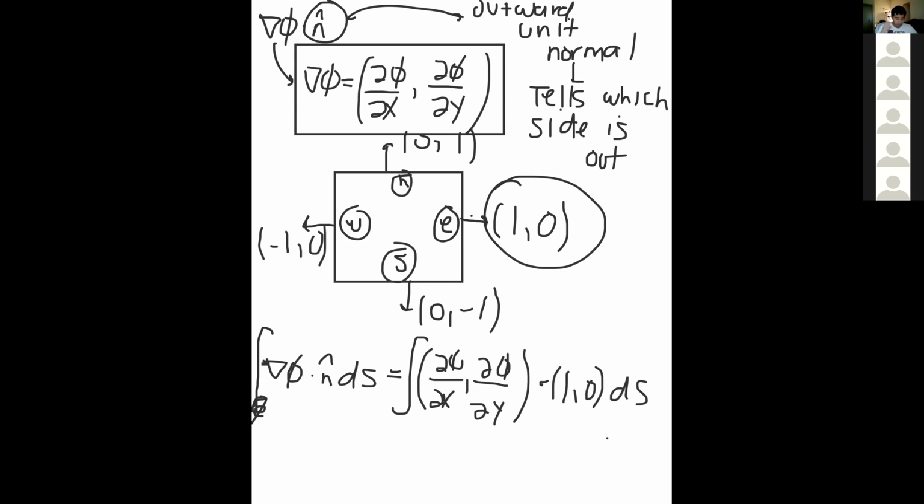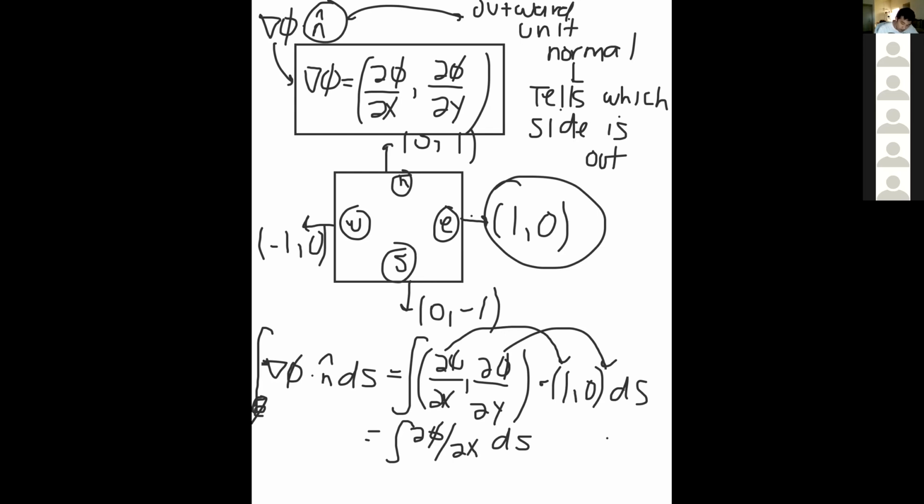When you take the dot product, you basically multiply the matching components and then add them up. So we're going to take d phi dx, multiply by 1, and then take d phi dy, multiply by 0, and add them up. So this is going to be equal to d phi dx ds. By performing that dot product, that simplifies it so that at the east face, we only need to evaluate d phi dx. We don't need to worry about d phi dy at all.